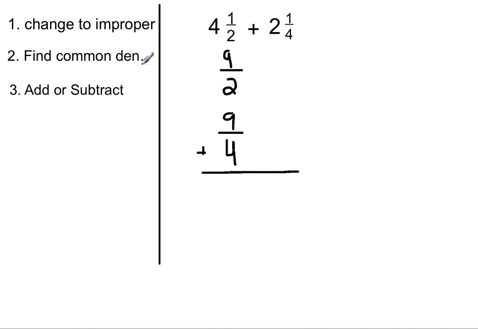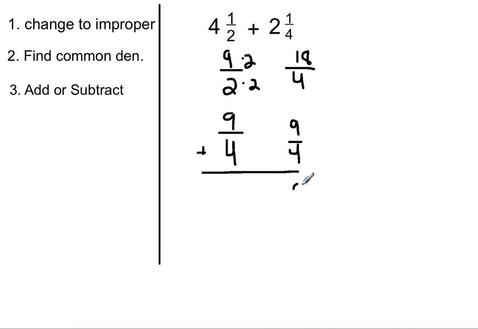So now I have to find a common denominator. Well, common between 2 and 4 is 4. How did I get from 2 to 4? I times by 2. So whatever I do to the bottom, I do to the top. So then that would be 18/4. Then I'm already at 4, so I just have 9/4.